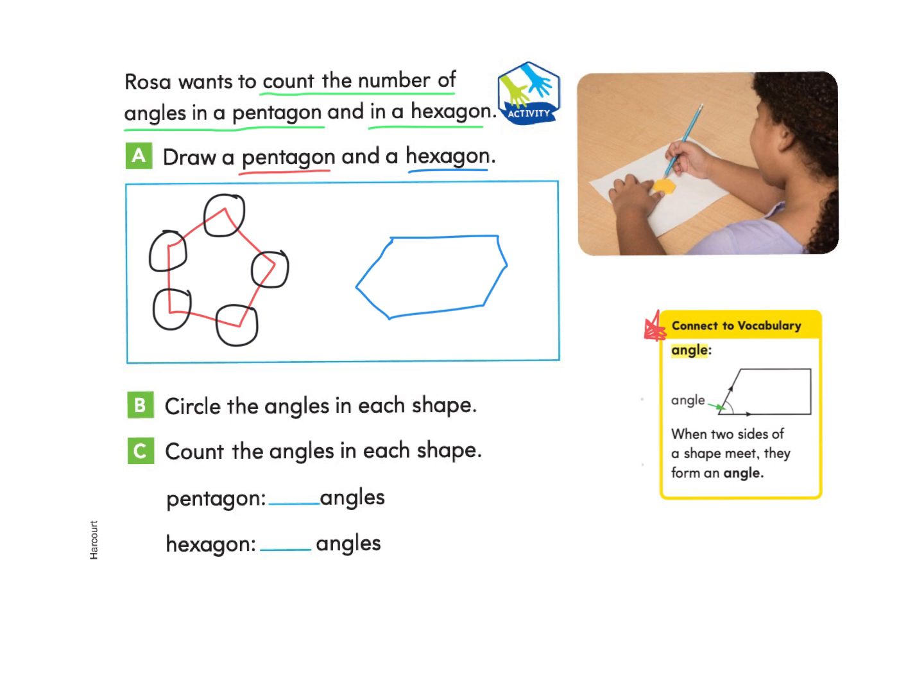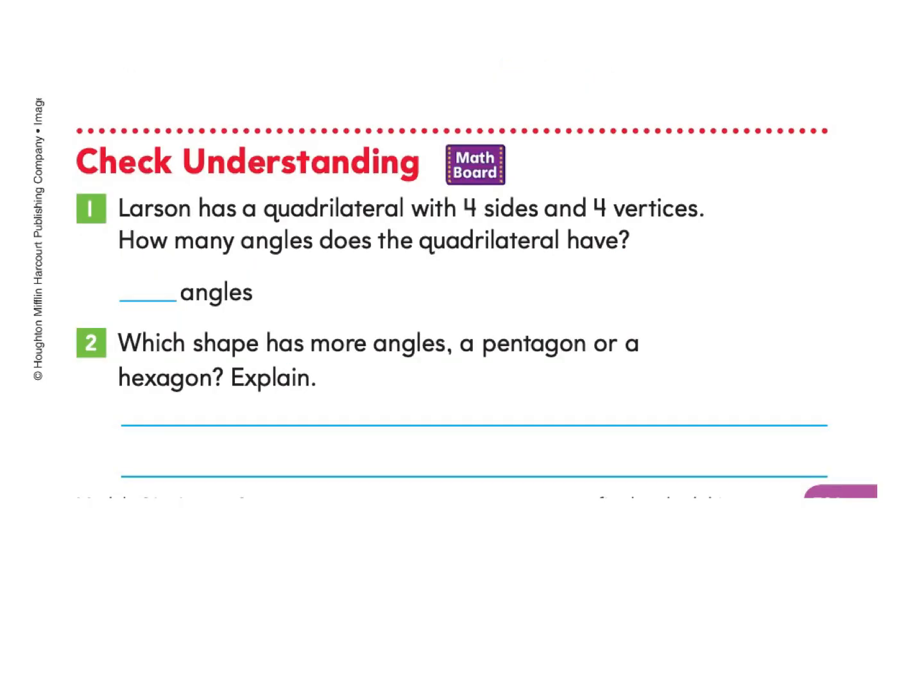And now let's look at the hexagon. 1, 2, 3, 4, 5, 6. Great job. Now we can count the angles in each shape. So we did count the pentagon, 1, 2, 3, 4, 5, and we can write that in here. 5 angles, and then we look at the hexagon. 1, 2, 3, 4, 5, 6. So for the hexagon, there were 6 angles. Great work. Now we're ready for the check for understanding.